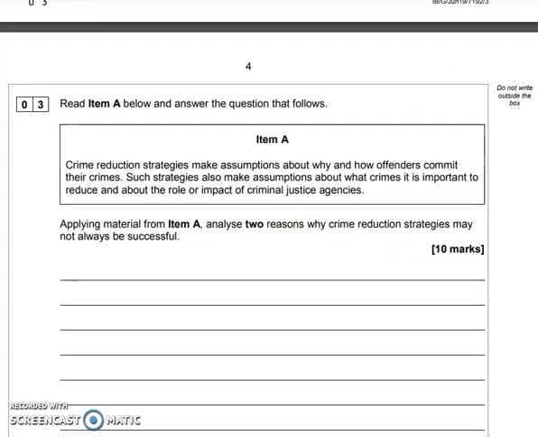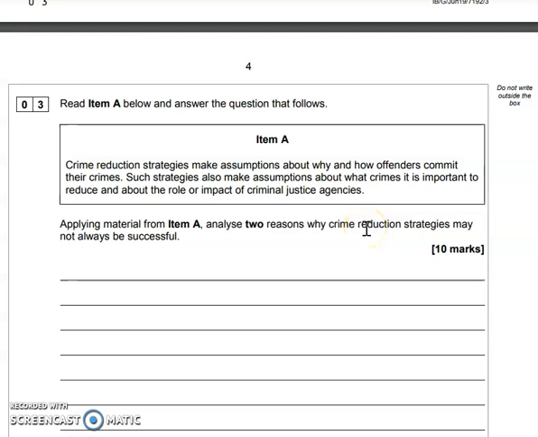So here's question 3. This is a 10 marker that students should spend about 15 minutes answering. The main focus of this question is on the skill of application. The students need to refer to the item to develop their knowledge from it and then answer whatever the question's asking. This question was asking to apply material from item A. It tells you 3 times to use the item, and I just encourage or remind students to do that.